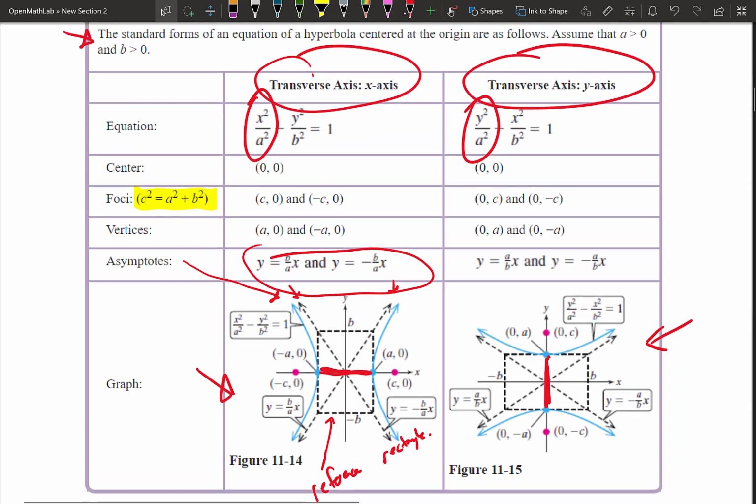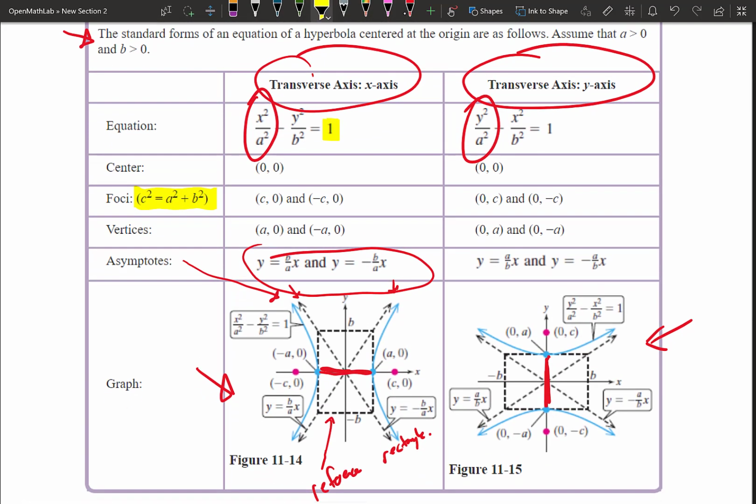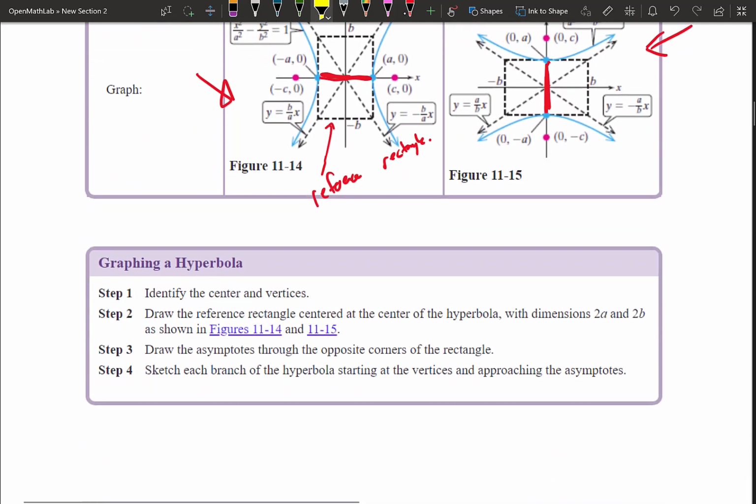So you just want to pay attention to that, right? But also another similarity is notice that these equations in standard form still are equal to 1, right? So that's going to be important still, right?